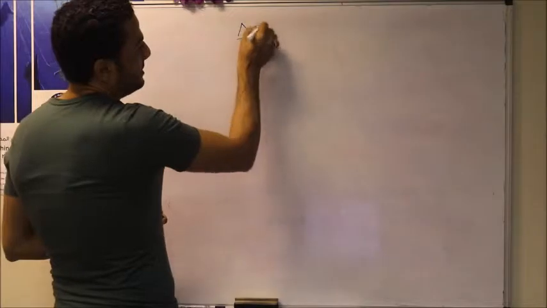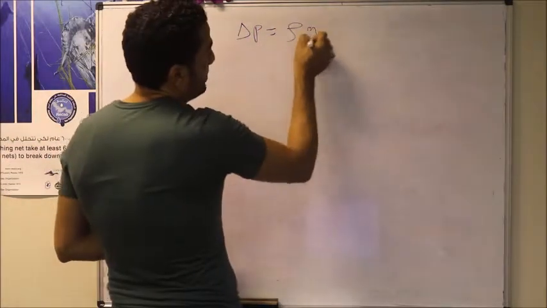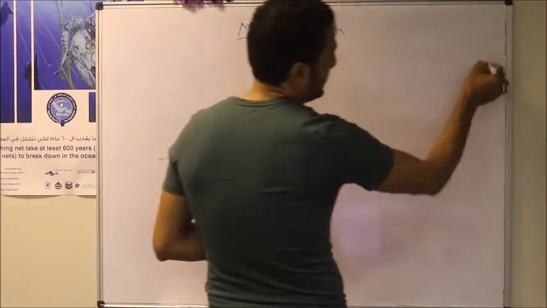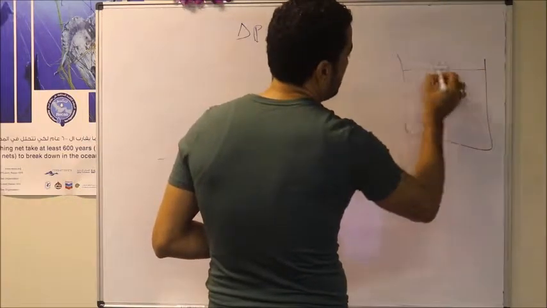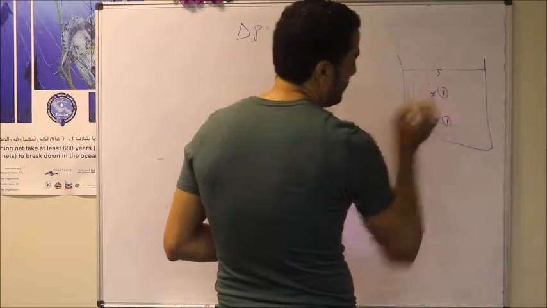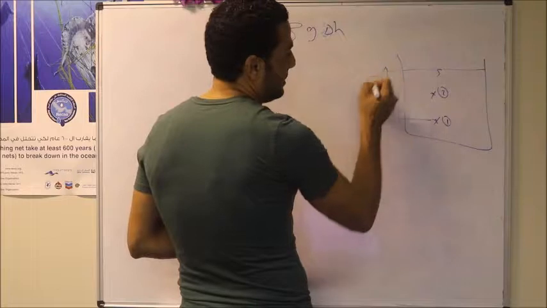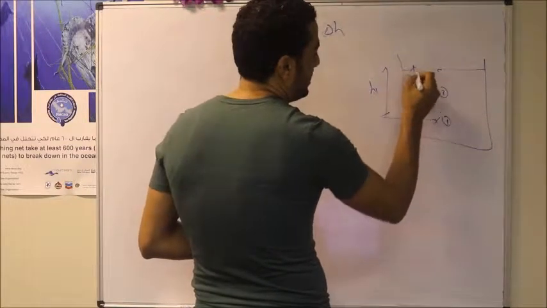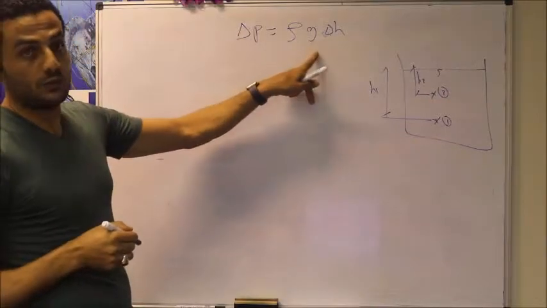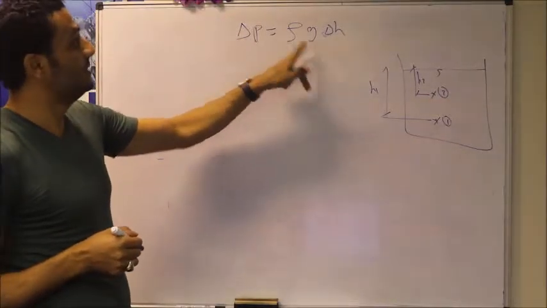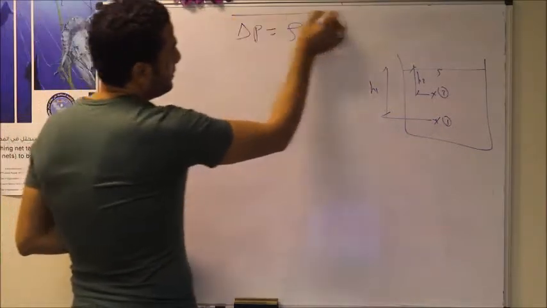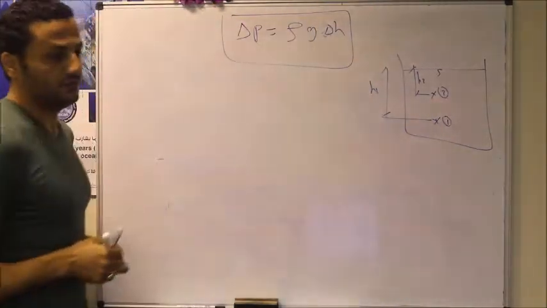So we said that delta P is equal to the pressure difference between any two points within a static fluid. If we have a static fluid with point 1 at height H1 and point 2 at height H2, the pressure difference between those two points within the same static fluid is equal to rho g multiplied by delta H. This equation was the basis for two inventions.